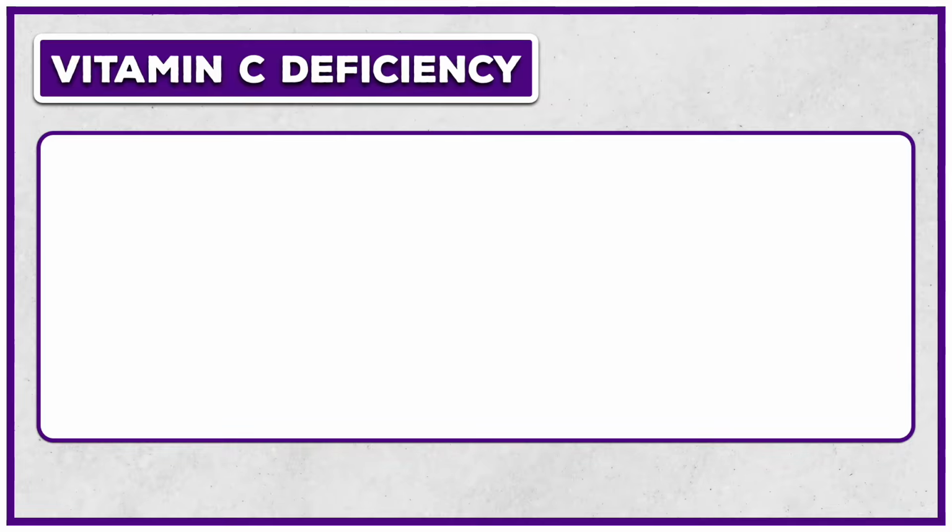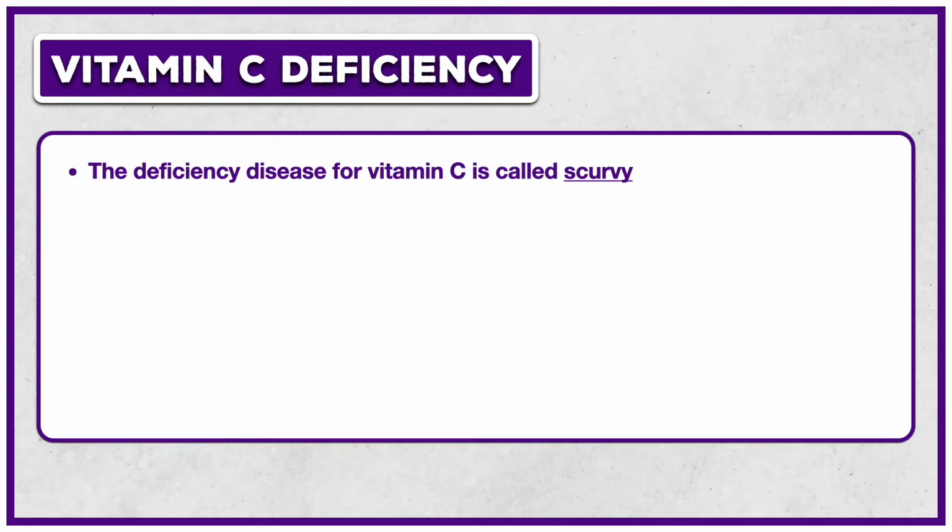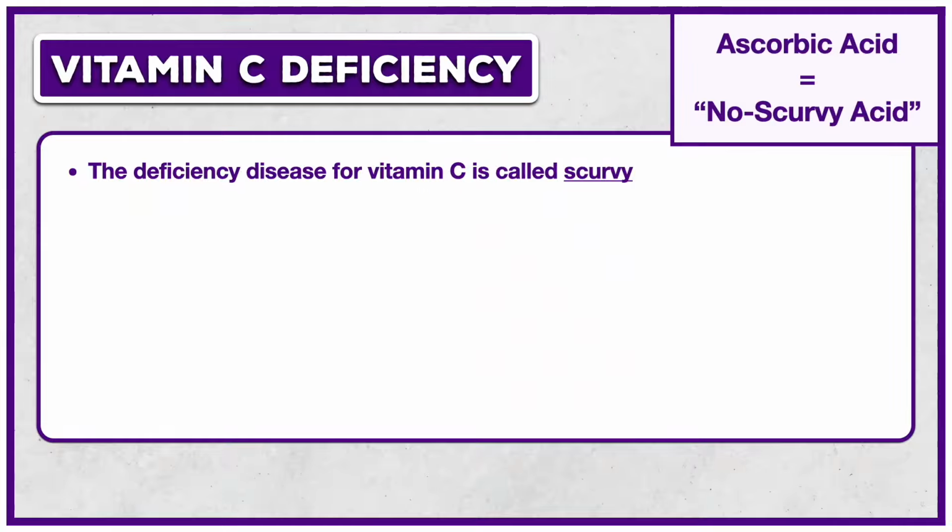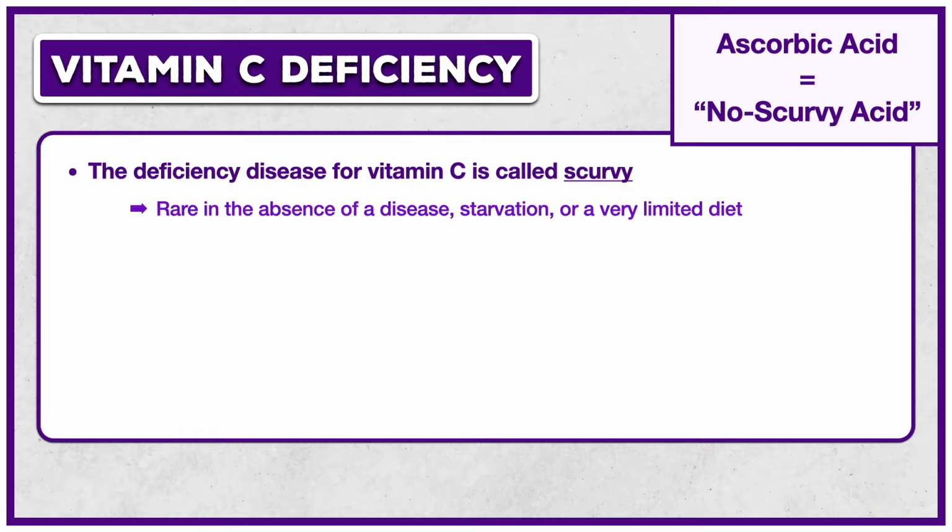That brings us to vitamin C deficiency. The deficiency disease for vitamin C is called scurvy. That name traces back to the 1400s or 1500s, to the time of European exploration. Scientists didn't formally identify vitamin C until the early 1900s, but when they did, the name they gave it paid homage to scurvy, translating to no scurvy acid. Today, scurvy is rare in the absence of a disease, starvation, or a very limited diet.